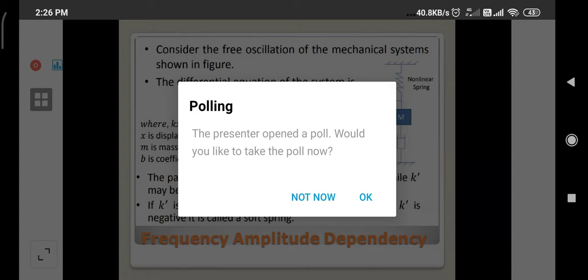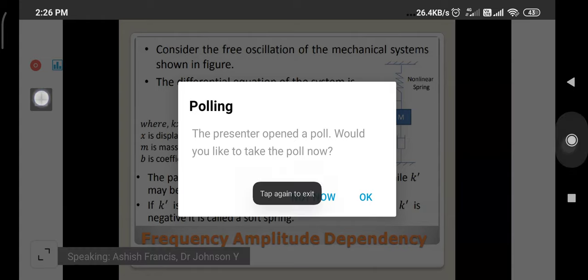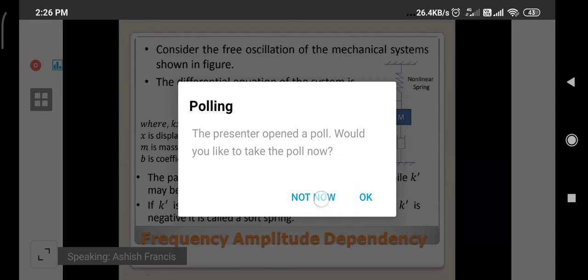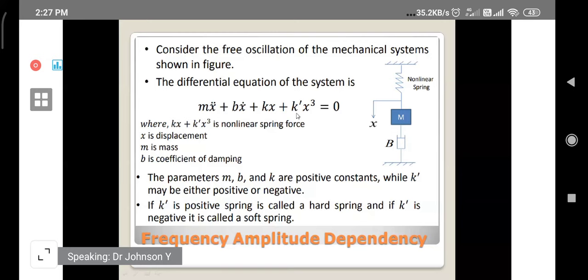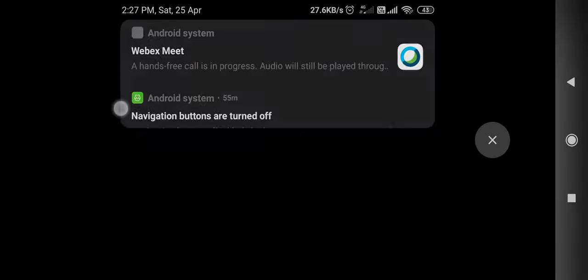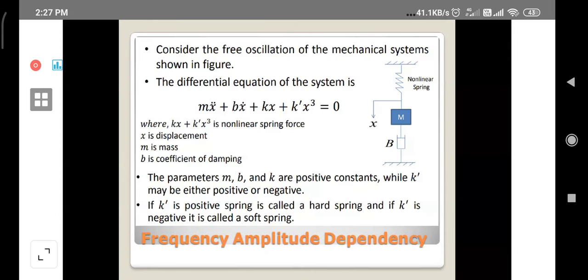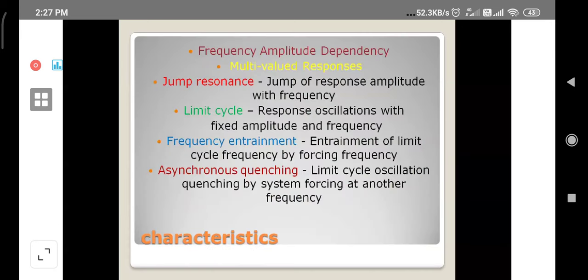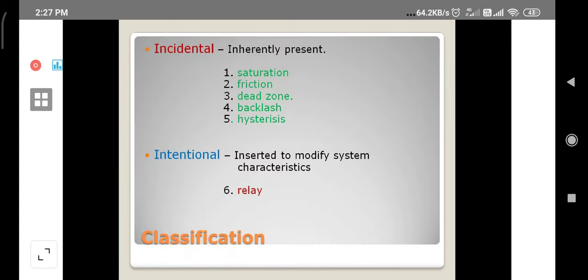Okay, sure, sir. Actually, we have not gone into detail on nonlinear systems. We have just given an introduction to a nonlinear system, and then its types, characteristics, and other properties. These characteristics are very important, and we may have different sessions for each characteristic, but due to the time constraint, we limited it to only one slide. The major characteristics of a nonlinear system are saturation, friction, dead zone, backlash, and hysteresis. These are the incidental nonlinearities, and the intentional one is the relay characteristic.